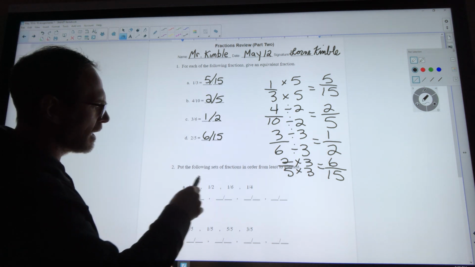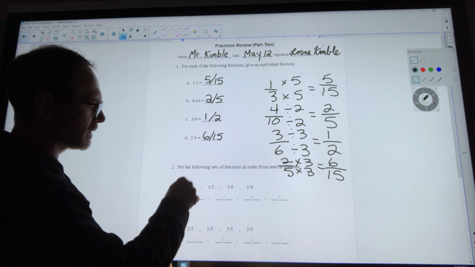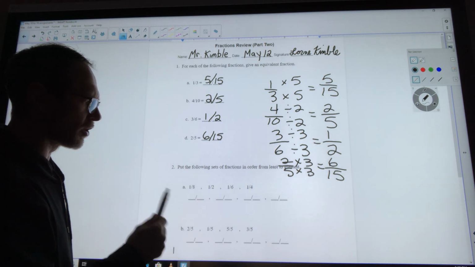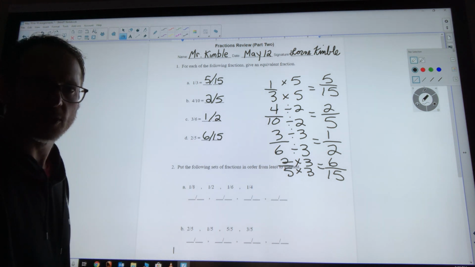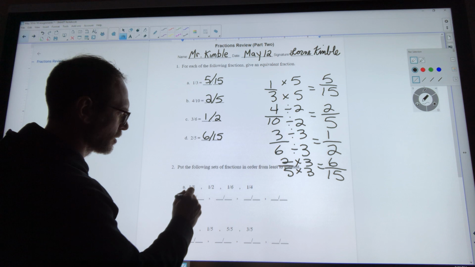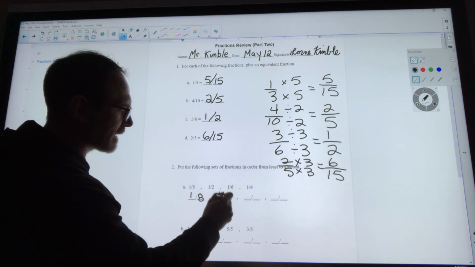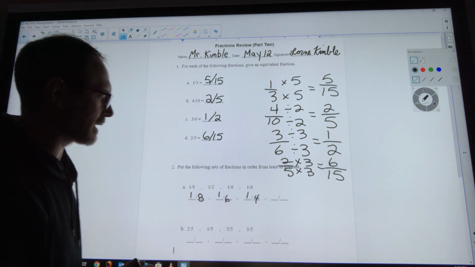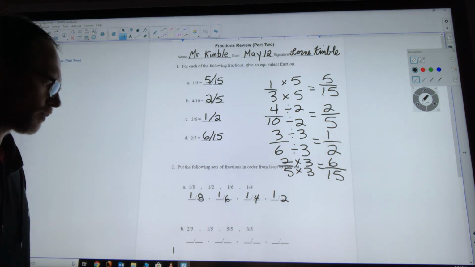So in A, all of the fractions have a 1 in the numerator, so really we can just concentrate on the denominator. So 1/8 would be cut into the most pieces, so the pieces would be the smallest. So 1/8 would be the smallest. Then 1/6 would be the next smallest. 1/4 would be the next smallest, and 1/2 would be the largest of these.